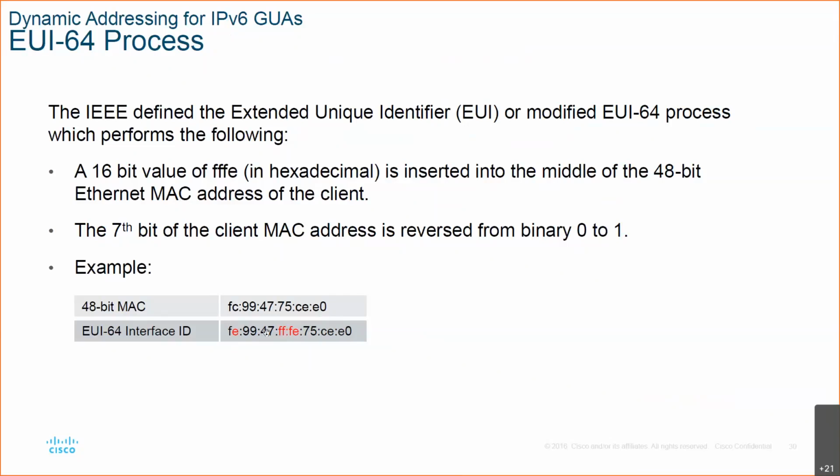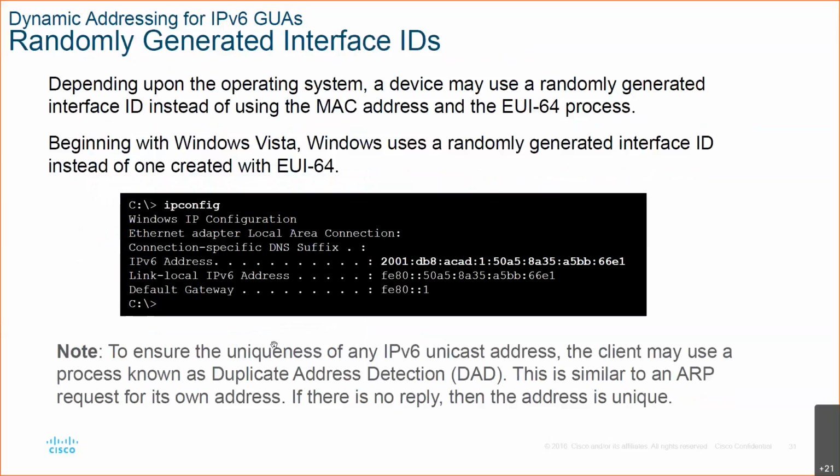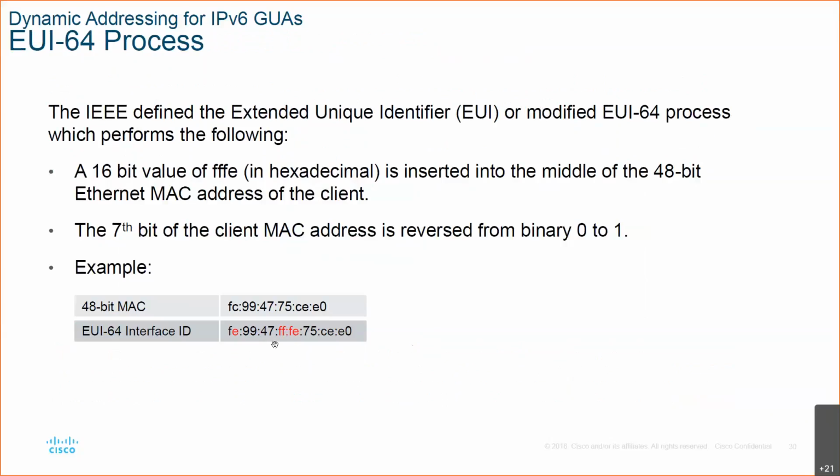1, 2, 3, 4, 5, 6, 7, 8. So you have converted your 48-bit MAC address into a 64-bit IP version 6 address. Sorry, IP version 6 address. So this is how your EUI64 process works.